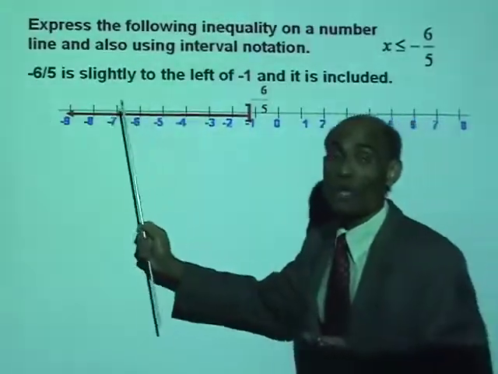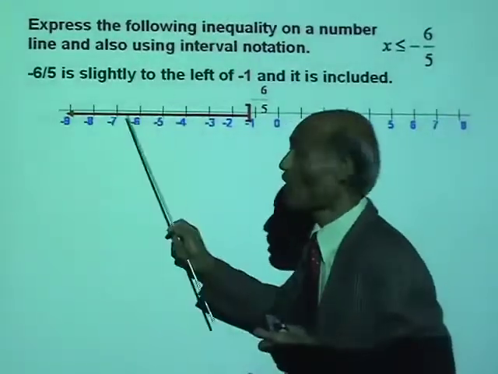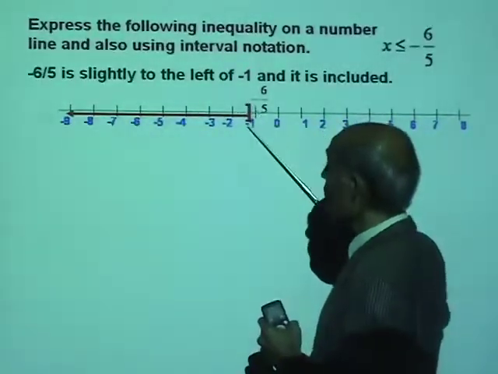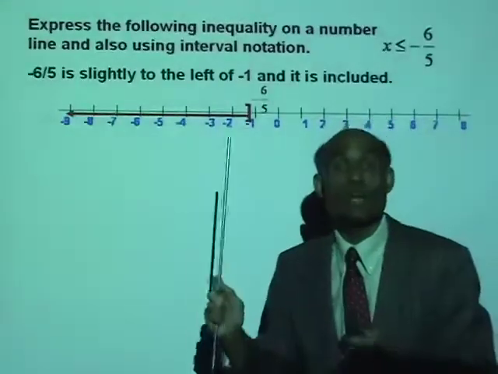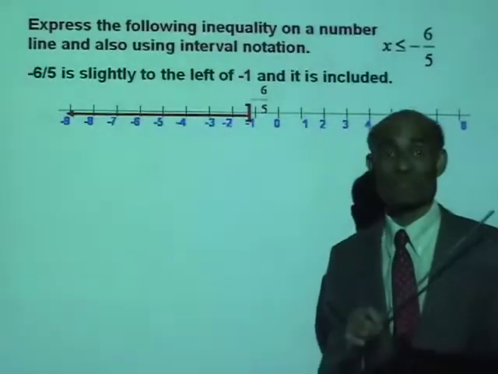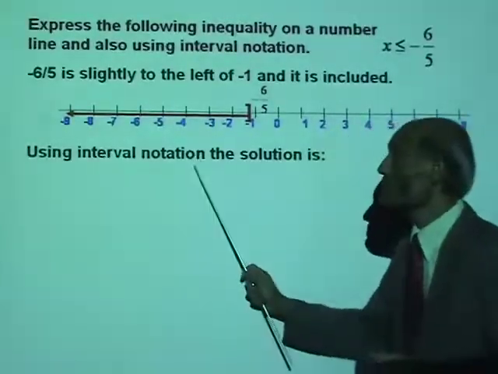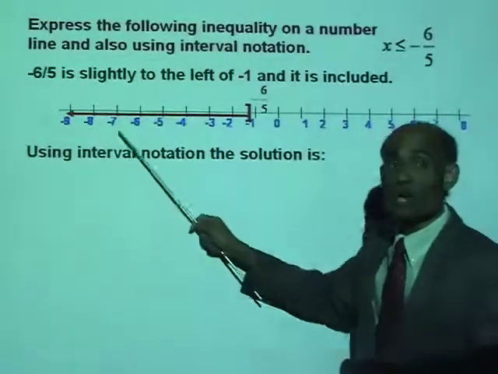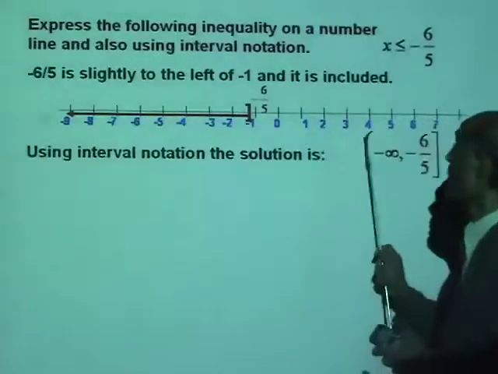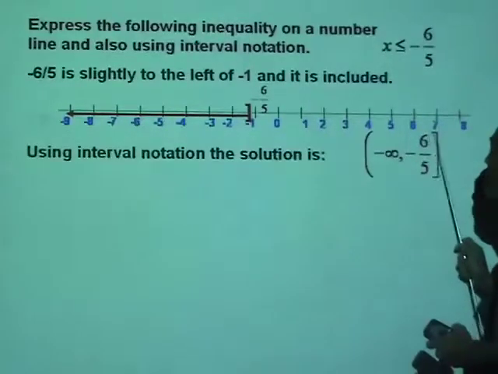So all the numbers, watch again here, I'm going to talk in terms of the interval. All numbers from -infinity to -6/5 is part of the solution, including -6/5. How will you write the interval notation? On the interval notation, tell me, how do I start it? It will be parenthesis, -infinity, comma, -6/5, square bracket. There you are. Parenthesis, -infinity, comma, -6/5, square bracket.